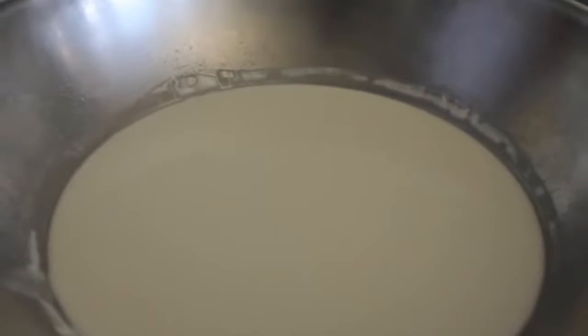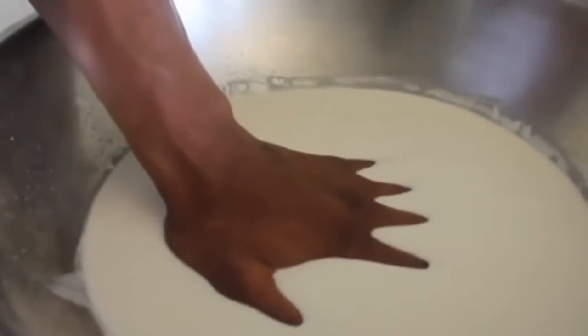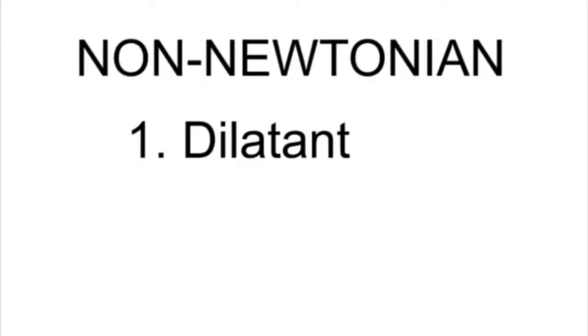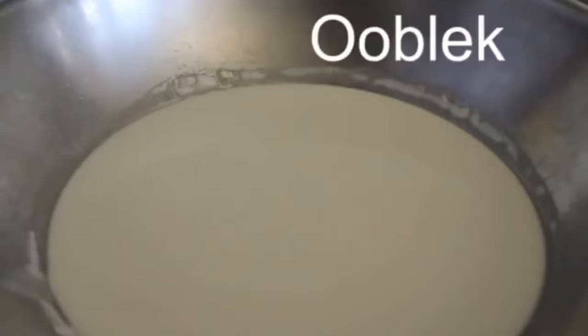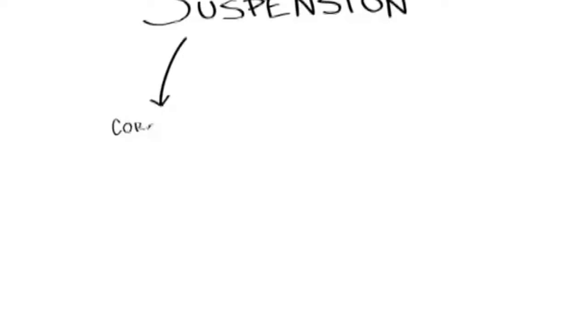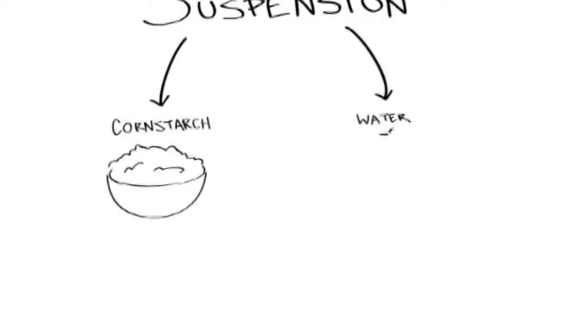Non-Newtonian fluids, on the other hand, have viscosities that can change as the force applied to them changes. Like earlier, it behaves differently when you apply a lot of force than when you apply a little bit of force. This is the type of non-Newtonian fluid known as a dilatant fluid, whose viscosity increases with force. This fluid here, known as oobleck, is a suspension of cornstarch in water. A suspension is a mixture of a solid and a liquid. In this case here, cornstarch is going to be our solid, and water is going to be our liquid.